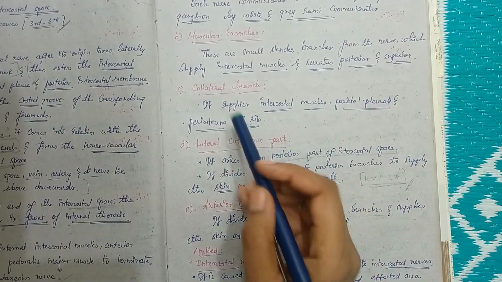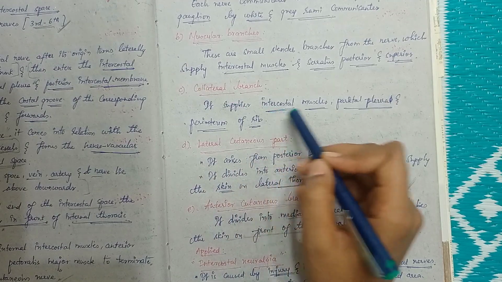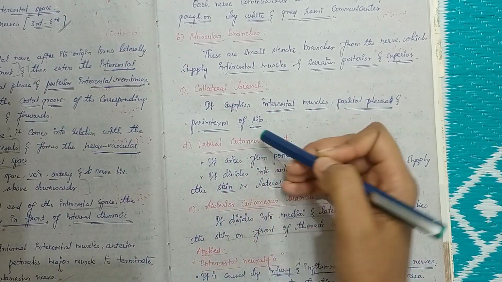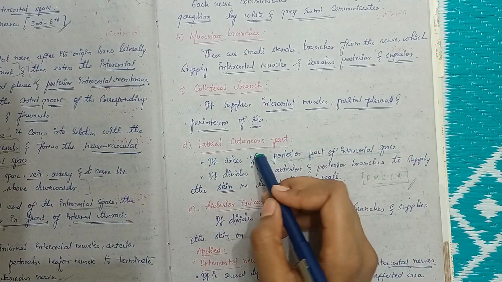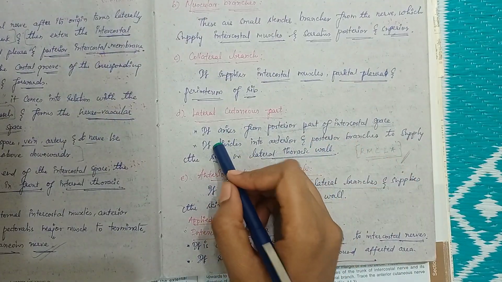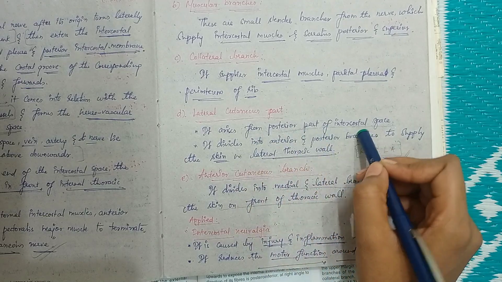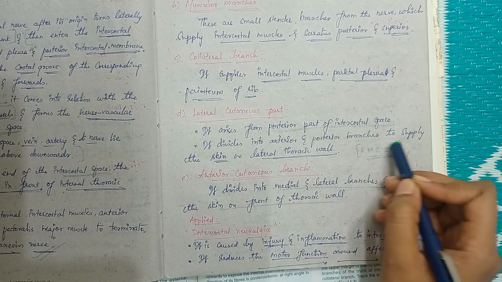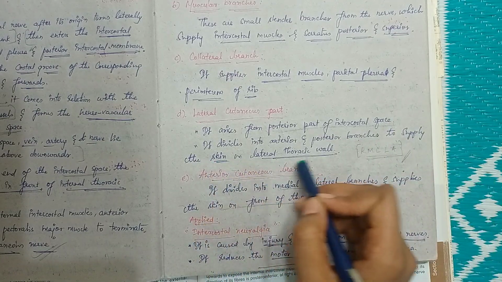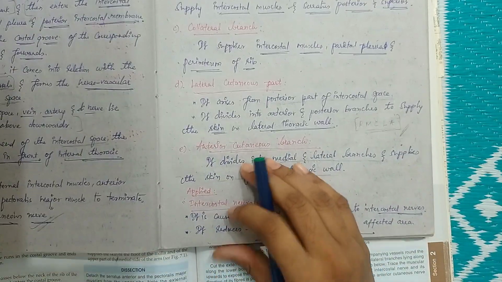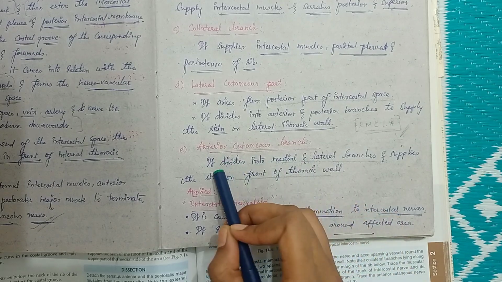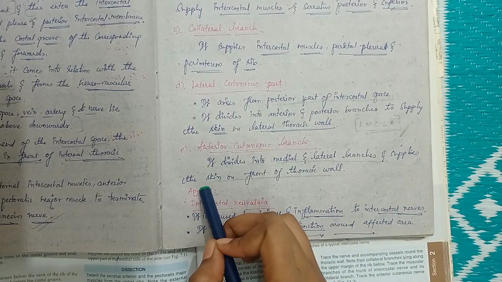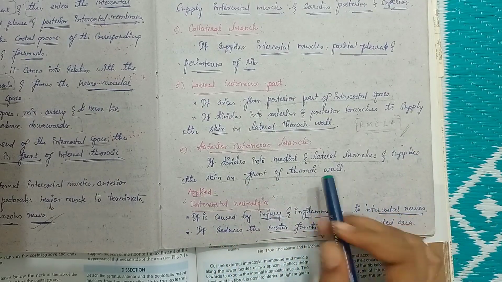Then collateral branch. It supplies intercostal muscles, parietal pleura and periosteum of the ribs. Lateral cutaneous branch. It arises from the posterior part of the intercostal space. It divides into anterior and posterior branches to supply the skin on the lateral thoracic wall. Anterior cutaneous branch. It divides into medial and lateral branches and supplies the skin on the front of the thoracic wall.